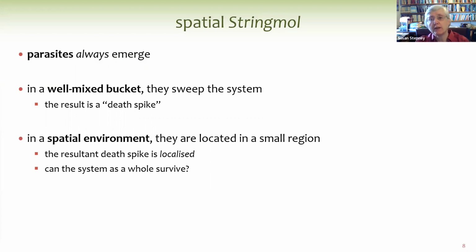So the hypothesis is in a spatial environment, because the parasites will be localized, the resultant death spike is localized, and so maybe the system as a whole can survive. Parts of it will die out in places, but other parts will survive and be able to repopulate those places. So that's what we were investigating.